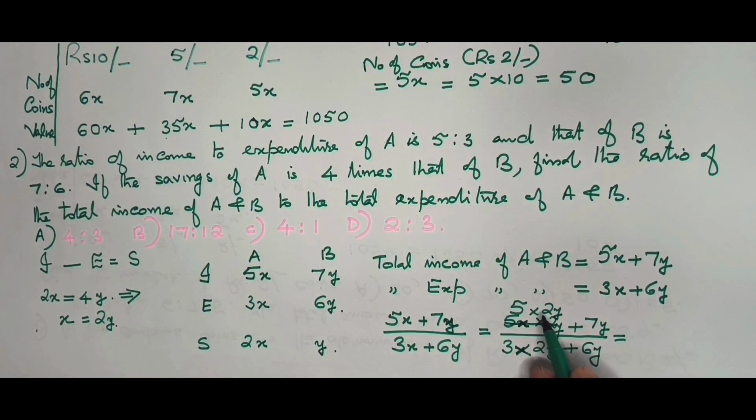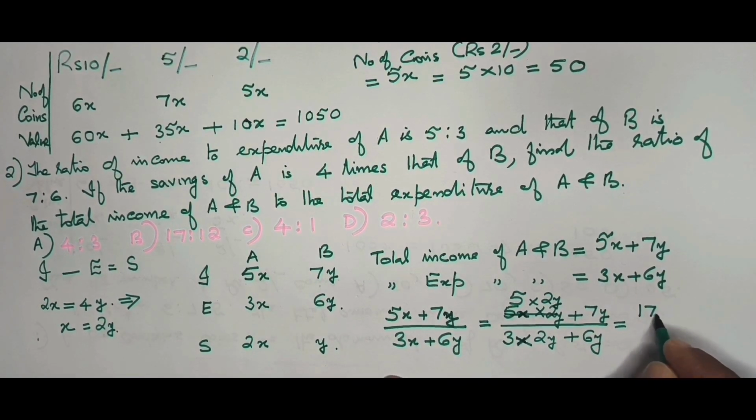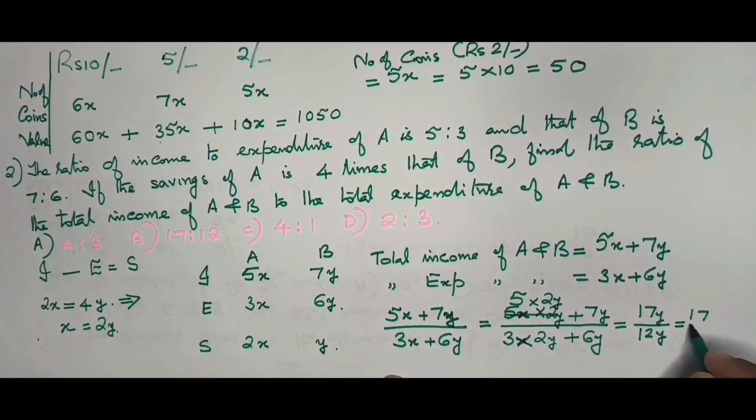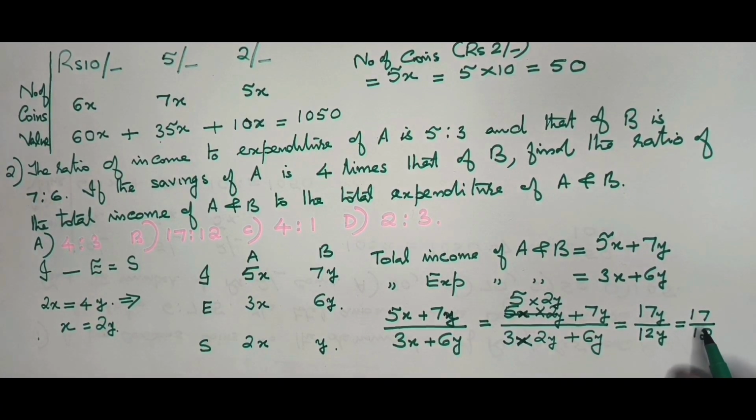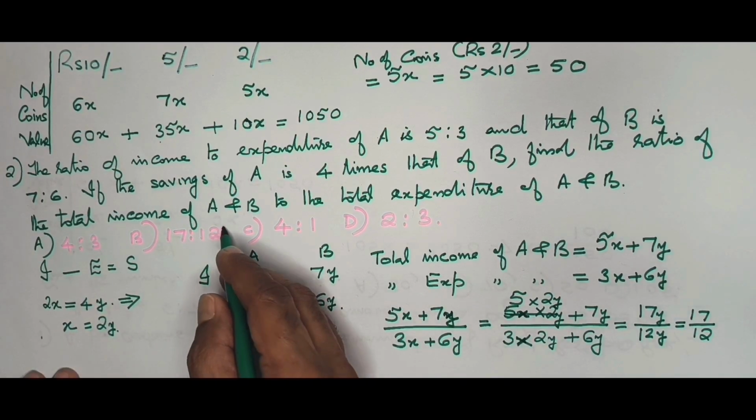5 multiplied by 2y is 10y. 10y plus 7y is 17y. So let me write 17y here. In the denominator, 3 multiplied by 2y, 6y, plus 6y, 12y. Y and y will cancel out and you will get 17 over 12. So this is the final ratio, 17 is to 12, which is given as the second option here.